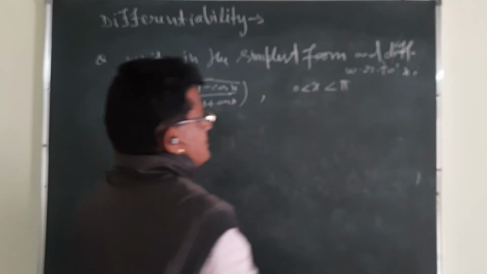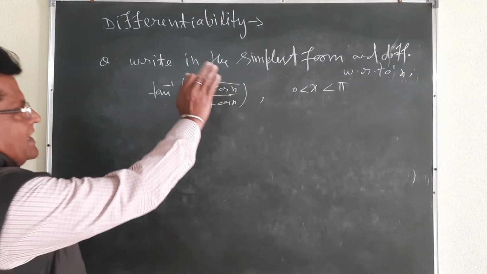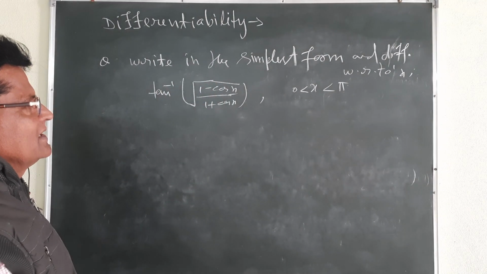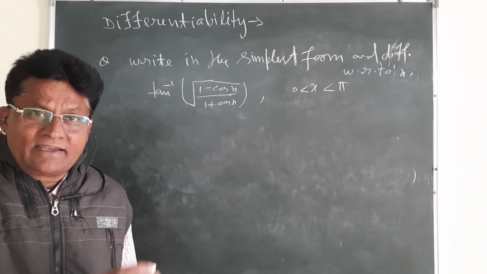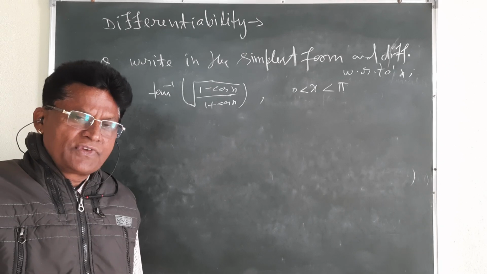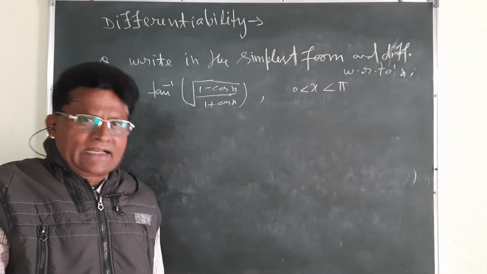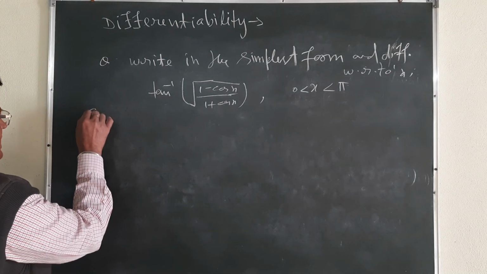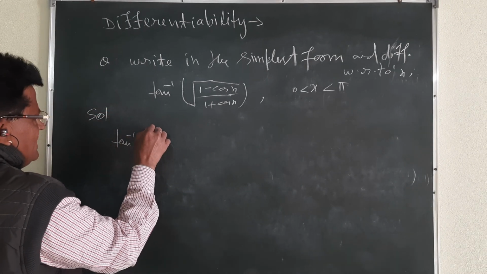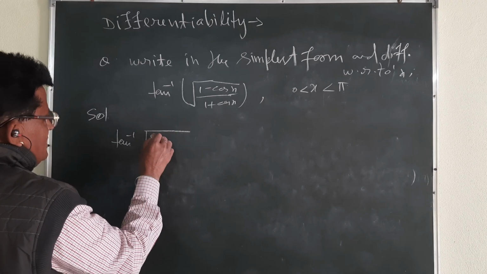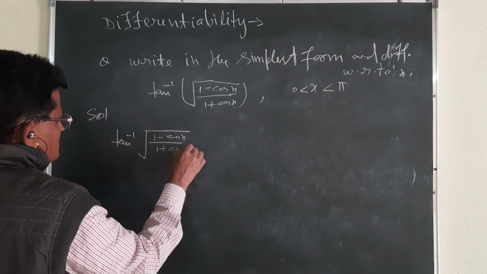I have extended it up to differential calculus. It is given in the inverse trigonometrical function. First of all, you will write its simplest form. And you see, the same question is given in differential calculus. That is why I extended it: differentiate with respect to x. See my question. Okay, let me take the solution. tan inverse, a similar kind of solution will be there. 1 minus cos x, 1 plus cos x.